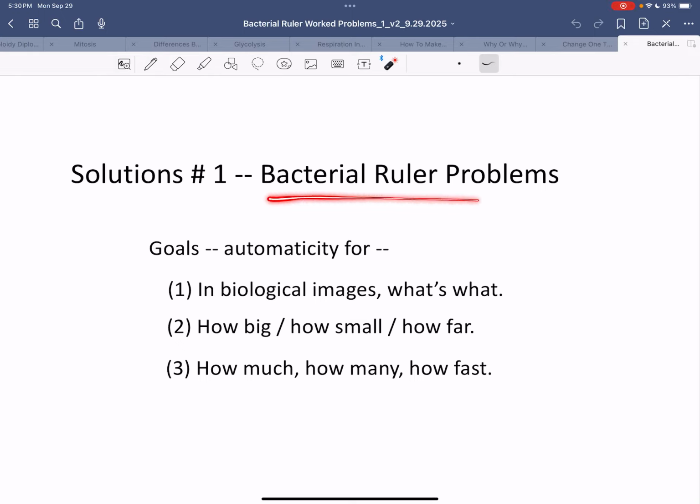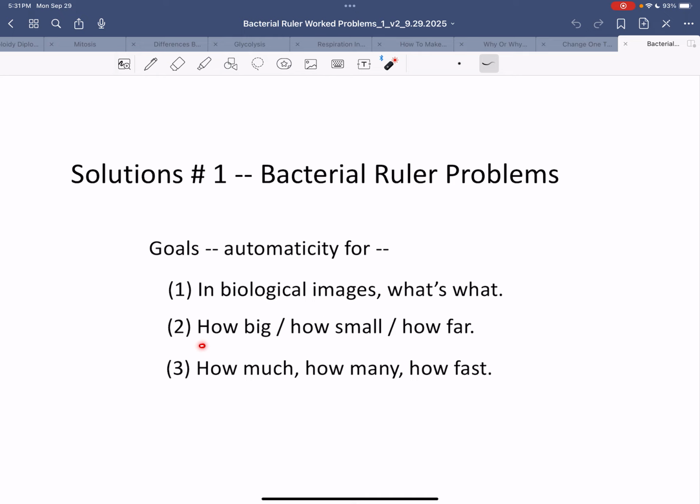This video is to help you learn solutions to bacterial ruler problems. Over time, your goals are automaticity, in other words, automatically seeing what's what in a biological image, knowing what you're looking at without having to think too much about it. That's related to the process of developing an understanding of image analysis for any kind of biological imaging, including the kinds of imaging that we do in medicine.